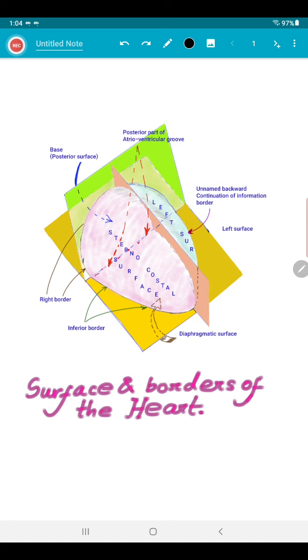Now the left surface. It is directed upwards. This is a small surface, directed upwards and definitely towards the left. It is formed mainly by the left ventricle, and partly by the left atrium and its auricle.